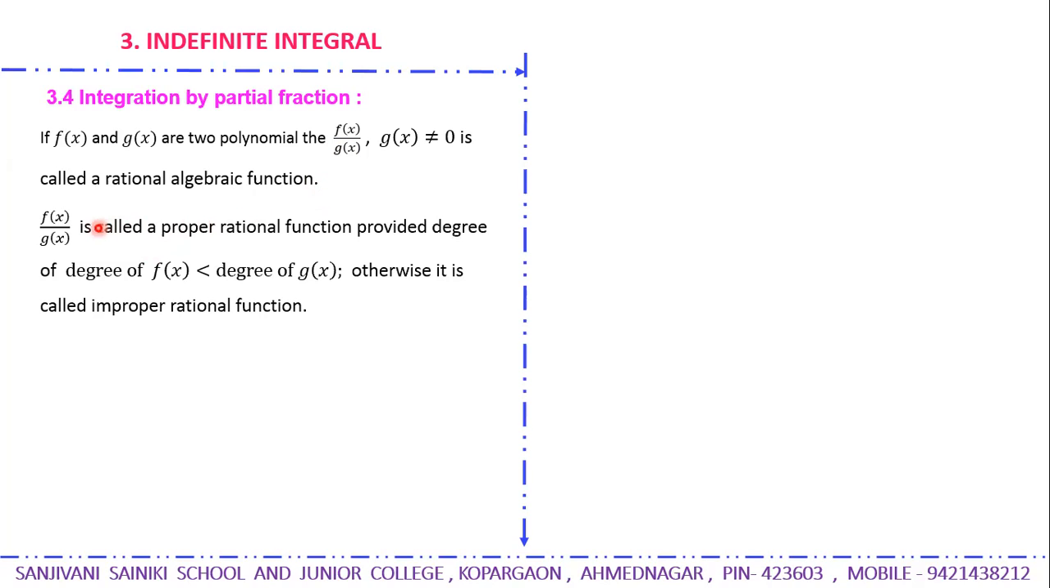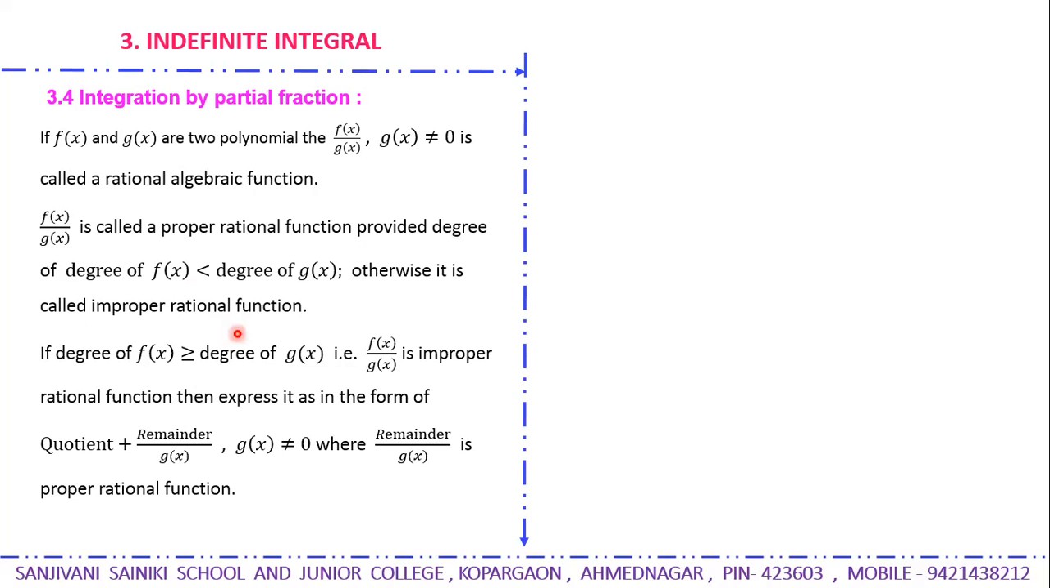So f of x upon g of x is called a proper rational function, provided the degree of numerator is less than the degree of denominator. If this condition holds, then this fraction we call a proper rational function. If the degree of numerator is more than the degree of the denominator, then it is not a proper rational function. It is called an improper rational function.